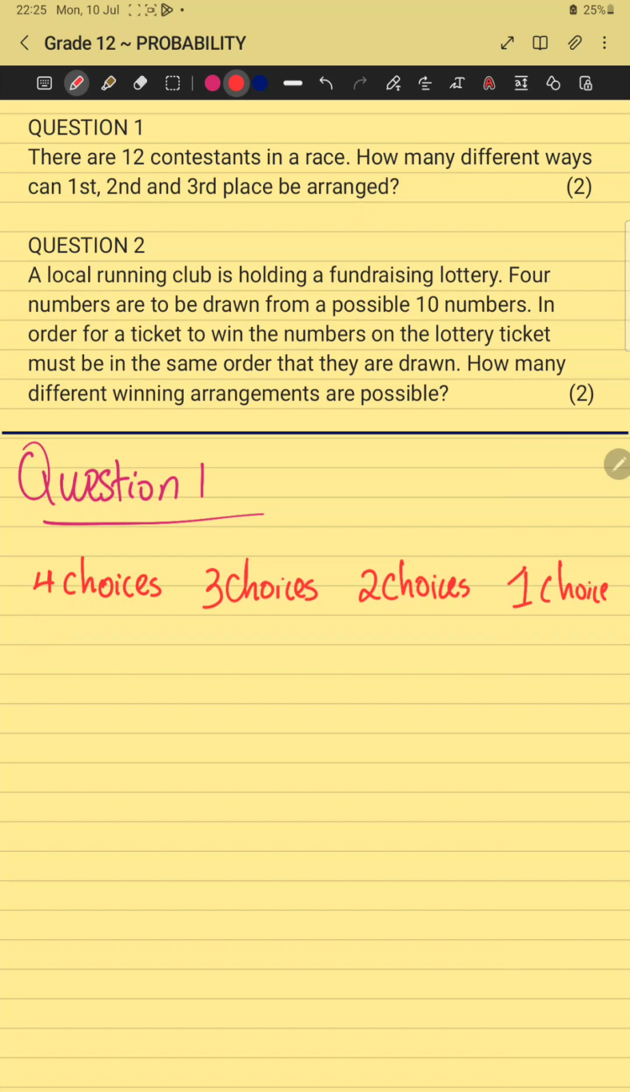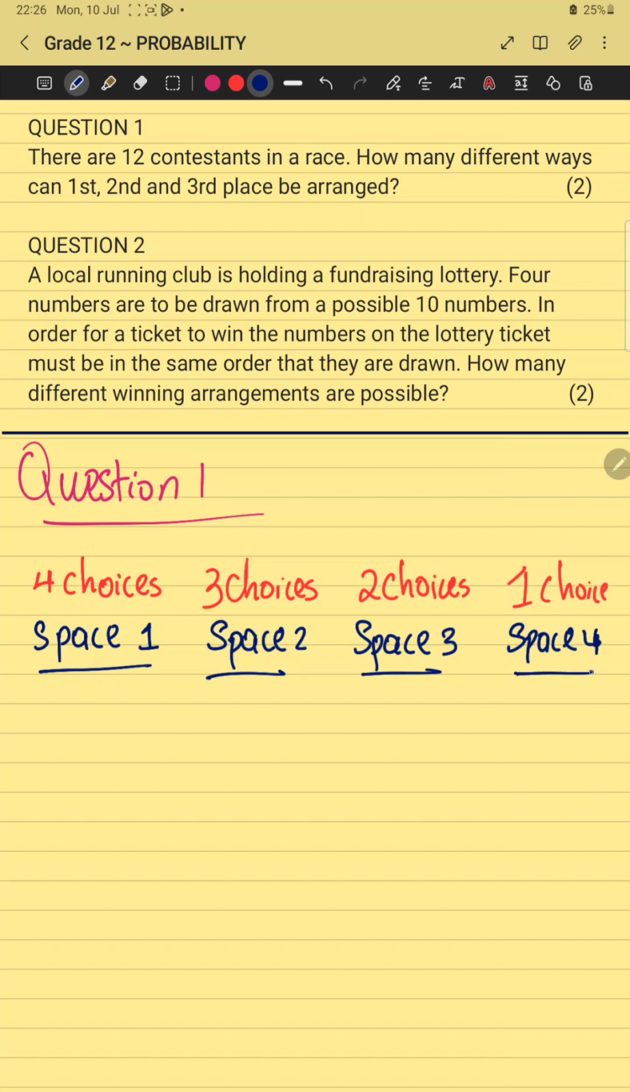Let me just use a different color. Let me say here we've got space 1. So in space 1, we're going to choose from these 4 textbooks, and then we choose one to put in space 1. And again we've got space 2, space 3, and space 4. Therefore, these are the spaces that we have. All right. Now, let me just try to work out this one.